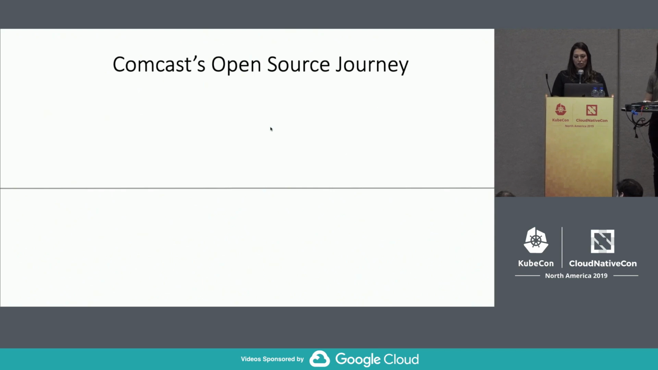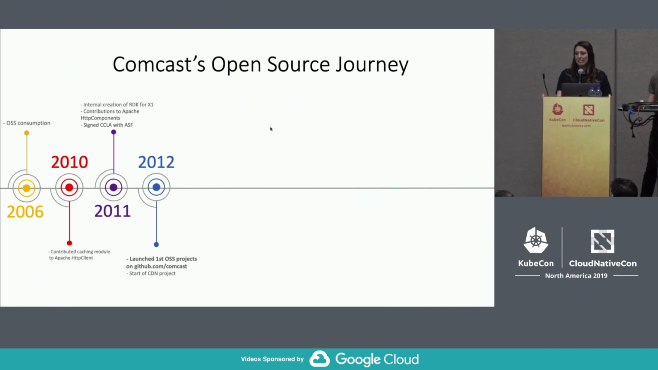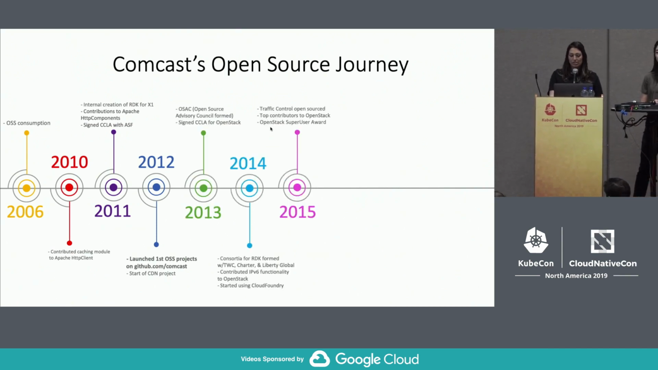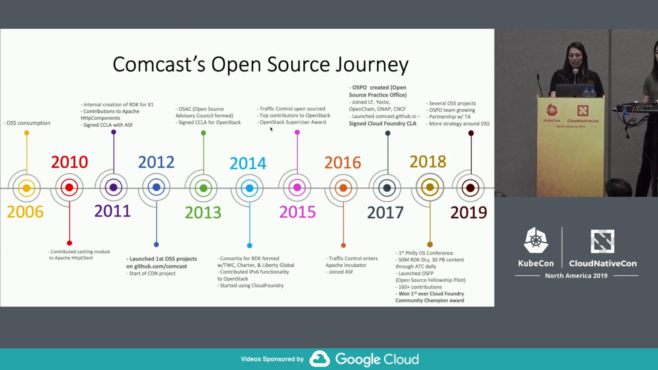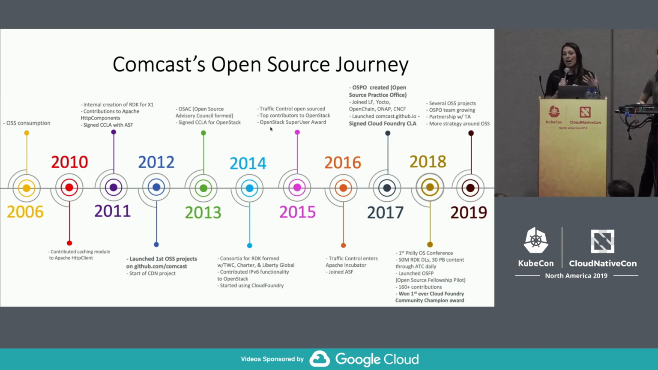So let's talk about our open source journey. I won't go through every single one of these points, but 2006 is a date that we know that we were doing open source here at Comcast. I went around with my colleagues and talked to figure out who's been doing open source, what's the latest date that we can get back to, and 2006 was the date that we found was the most common, and we know that at that point we were consumers of open source. 2012, we launched our first open source projects on github.com/Comcast. And then fast forward to 2013, the Open Source Advisory Council was formed.